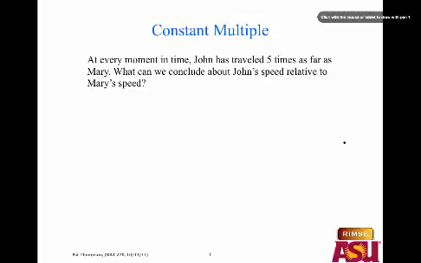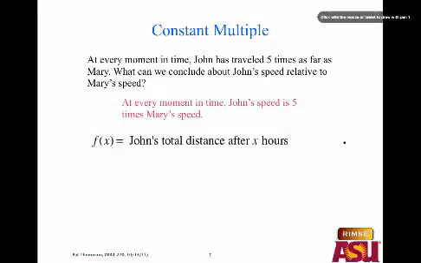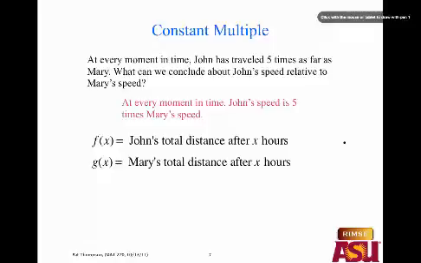That if you have a function, so let's just define these here. John's total distance after x hours is f. Mary's total distance is g.